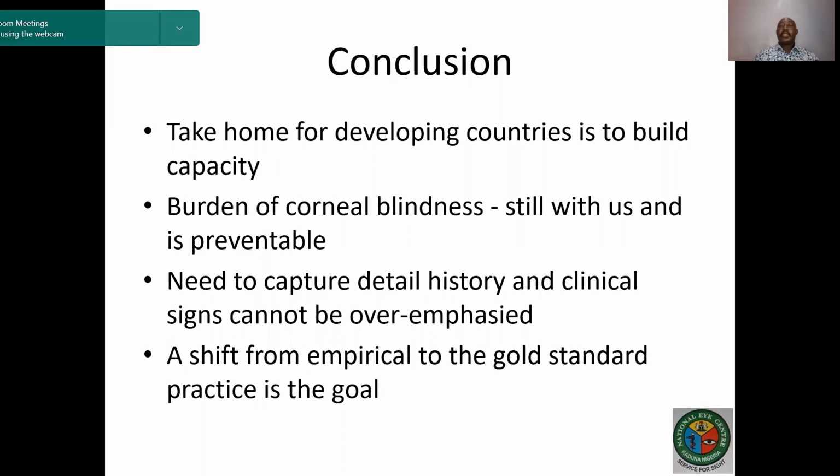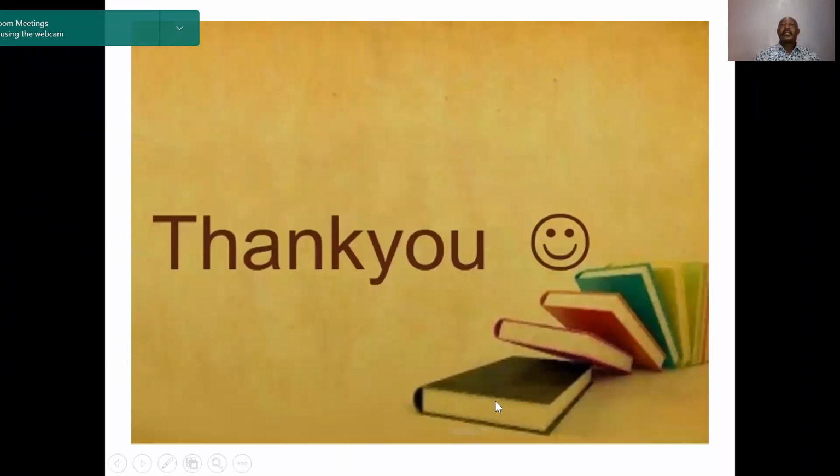And we know that we need to improve on the detailed history and clinical signs that we observe on patients. That cannot be overemphasized. By and large, a paradigm shift is needed for us to move away from empirical treatment to the gold standard of practice in terms of management of corneal ulcers. Thank you.